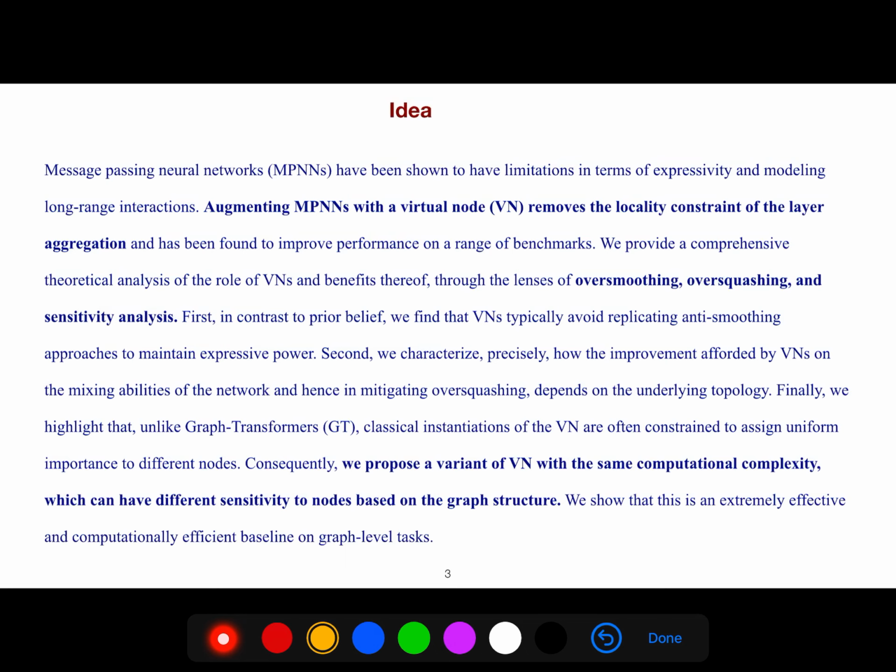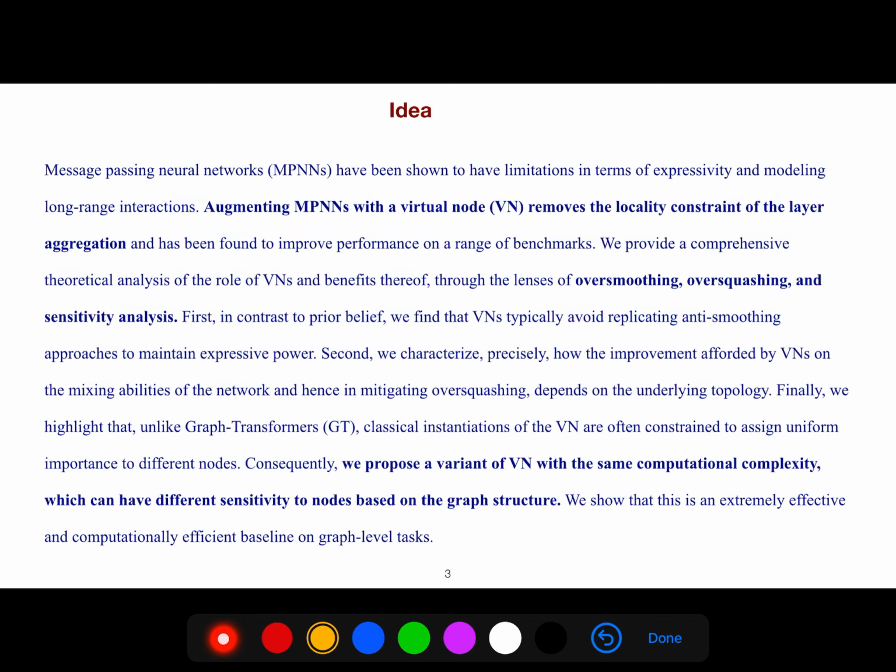Message passing neural networks have been shown to have limitations in terms of expressivity and modeling long-range interactions. Augmenting message passing neural networks with a virtual node removes the locality constraint of the layer aggregation and has been found to improve performance on a range of benchmarks.